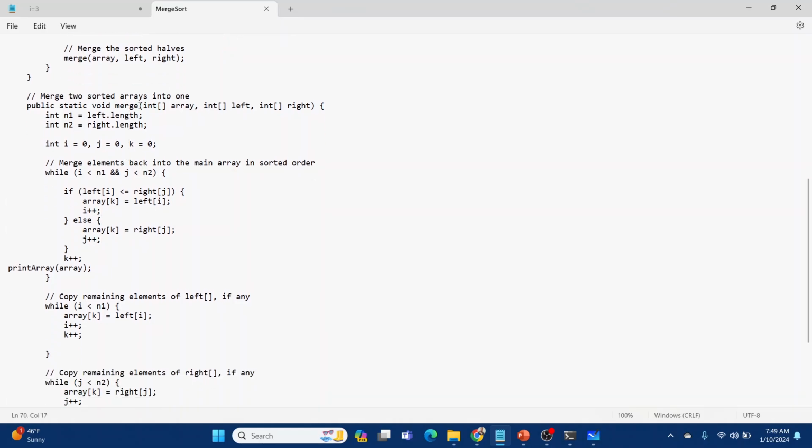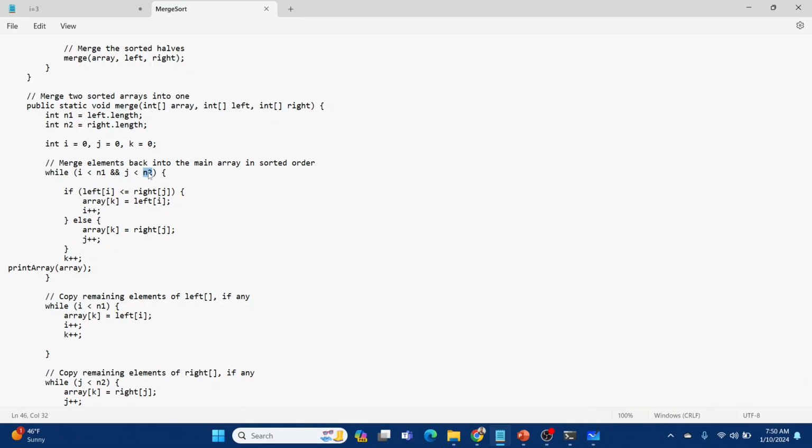If you look at the merge function, what we are trying to do is take the length of left and the length of right. After that we create three variables, i, j and k, the three array indexes, right? n1 is the length of the left array and n2 is the length of the right array. While i is less than n1 or j is less than n2, this loop will go on.